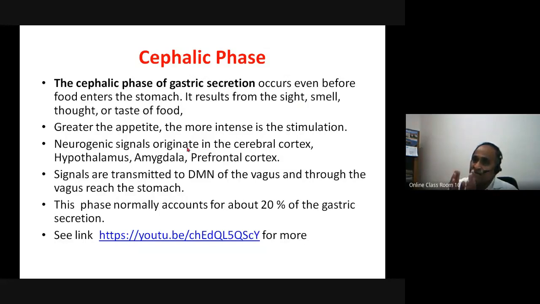They would govern the activity of the hypothalamus, and the hypothalamus in turn provides the output to the medullary centers governing the vagus, especially the dorsal motor nucleus of the vagus. Now the vagus is activated, reaches the stomach and enhances the secretion. If I repeat, the cephalic phase starts with the conditioned and unconditioned reflexes, involves the centers in the brain, that is the cerebral cortex, the prefrontal cortex, the amygdala and hypothalamus. The amygdala is a part of the limbic system, and they activate the vagus in the medulla. The amount of secretion by the cephalic phase is about 20% of the total secretion. You can see more on this in my YouTube presentation on the cephalic phase.